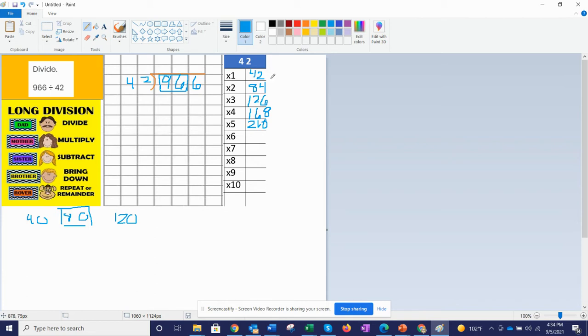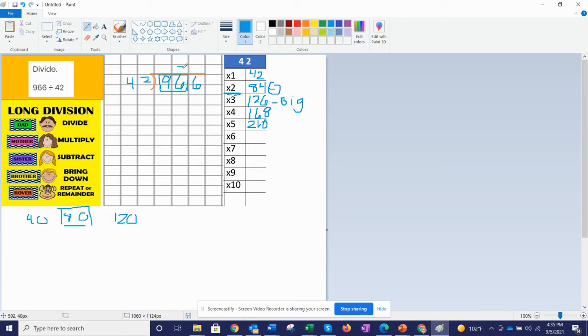What do you see that's close to 96 without going over? Let's see. You want to get as close as you can. 84 is still smaller, right? 126 is too big. So that one's too big, which means we're going to want to use this one, the 84, because it's close without getting bigger than the 96. You don't want bigger. You want close without bigger, right? Okay. So that means it's going to be times 2.